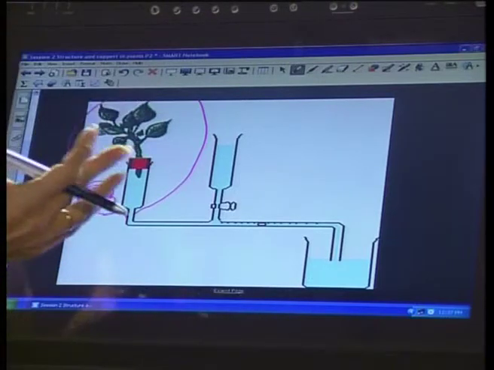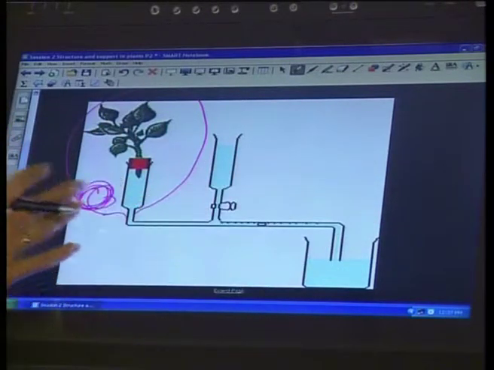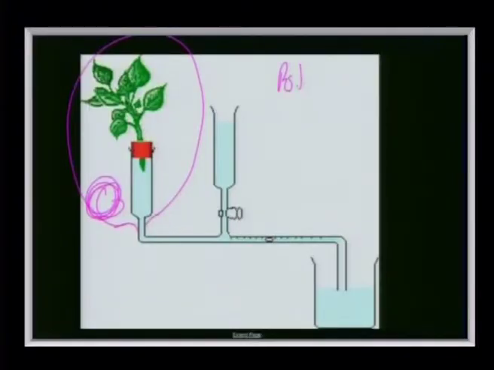All these things you would do to this setup to change the experiment, to see how light affects the rate of transpiration, how humidity affects the rate of transpiration, how wind affects the rate of transpiration, etc. This apparatus is called a potometer.